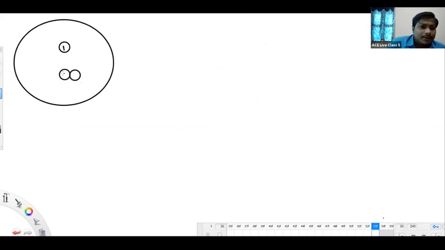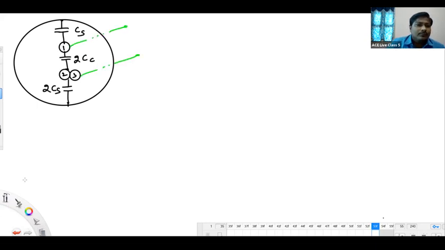Okay, it's 1 and it is 2, 3, and you observe between 1 and 2 sheath we have CS. And these two are in parallel, it's a 2 CC value, and it's 2 CS value. And we have to get the capacitance between number 1 and 2. Okay, fine.